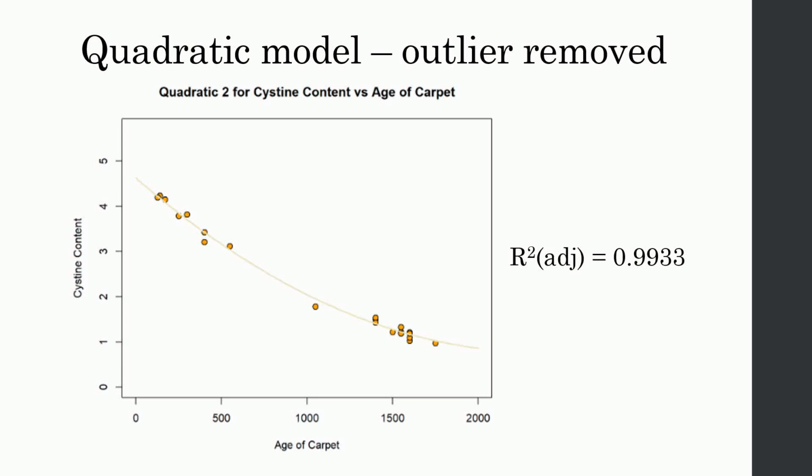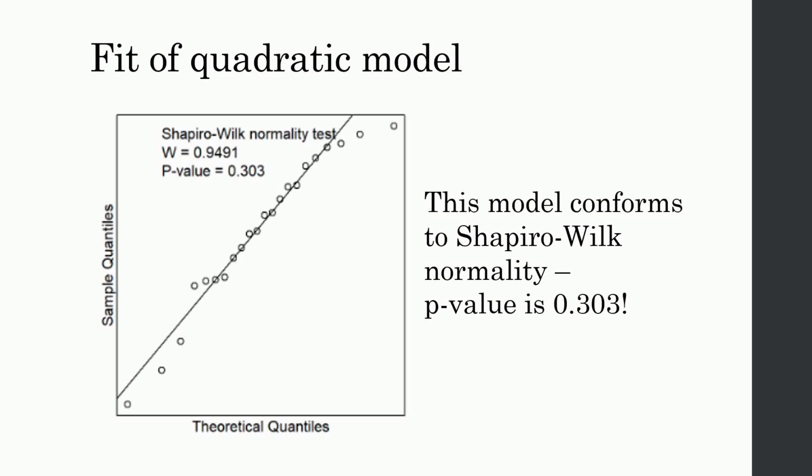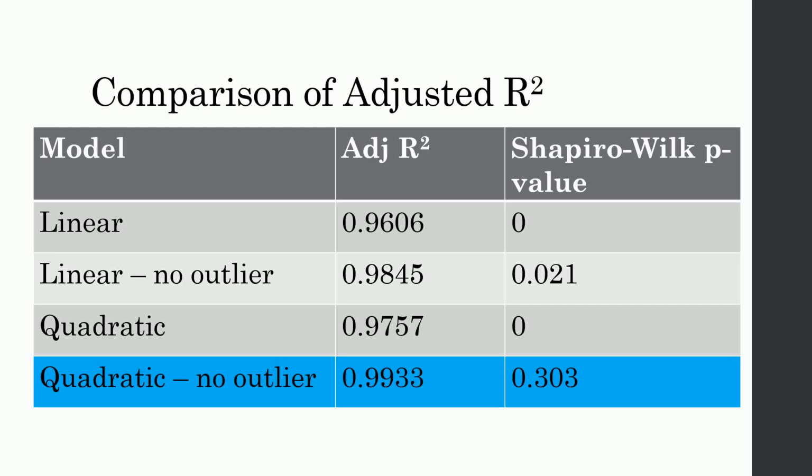But if we remove that outlier, then we have a very nice quadratic fit with an R squared of 0.9933, the highest of all the adjusted R squareds so far. And moreover, the Shapiro-Wilk test for the quadratic model with the 23rd data point removed gives us a p-value of 0.303. So in fact, we do meet and conform to the assumption that errors are distributed normally for the quadratic model with the 23rd data point removed, which is great. This is the first model that does actually conform to that assumption, suggesting that probably this model is the best one that represents the data.